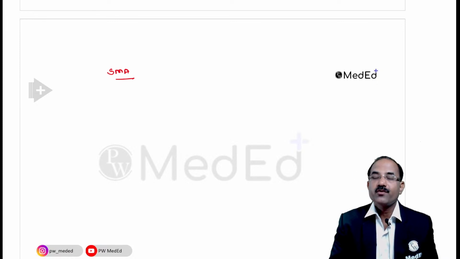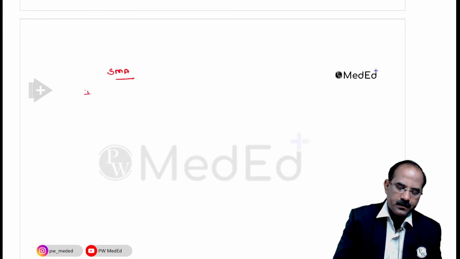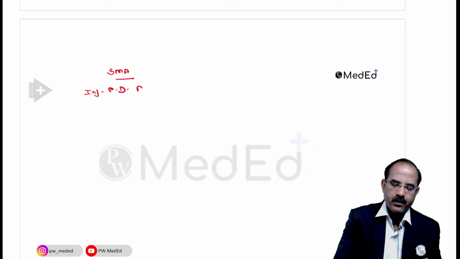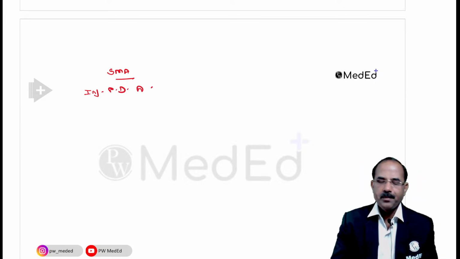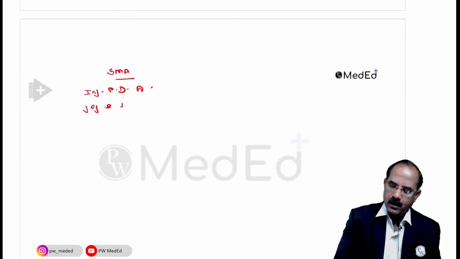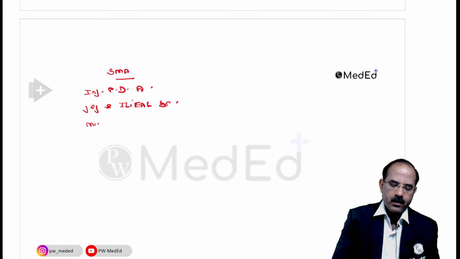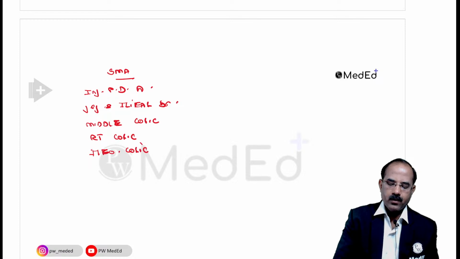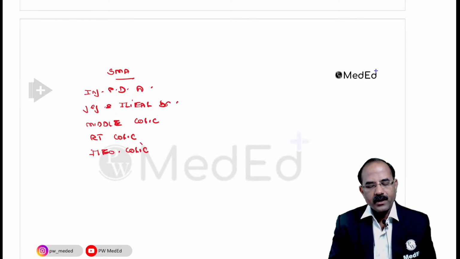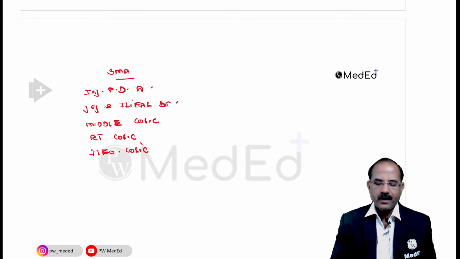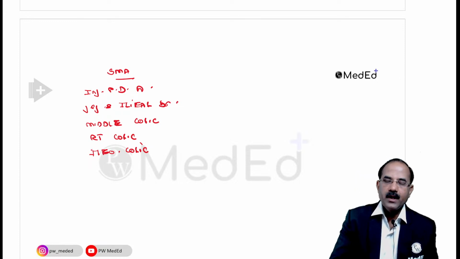You get an MCQ like this. The first branch of superior mesenteric artery is inferior pancreaticoduodenal artery. Then jejunal and ileal branches. Third, middle colic. Right colic. Ileocolic. So: inferior pancreaticoduodenal, jejunal and ileal branches, middle colic, right colic, ileocolic.